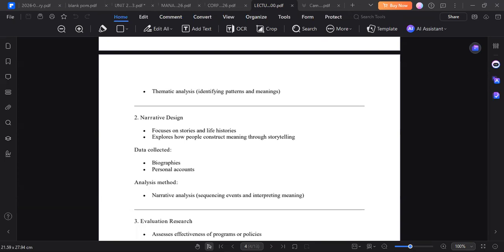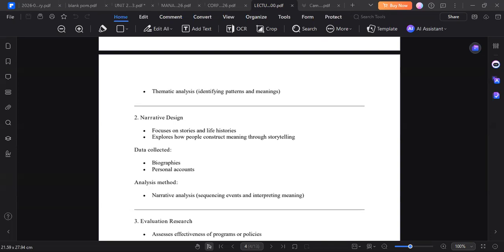So the key areas of focus is that it focuses on stories and life histories. The main idea here is that they are stories told by individuals, and these stories may cover life journeys, important events, personal struggles. They also focus on chronological structure, time-based. So the narratives usually are organized in a sequence, past, present, and future. So here it helps us to show how these experiences develop and change over time.